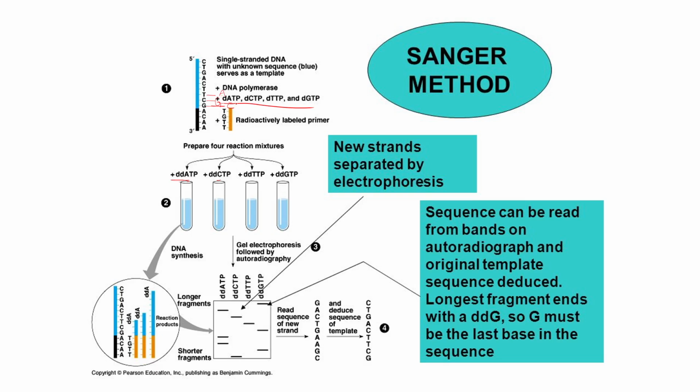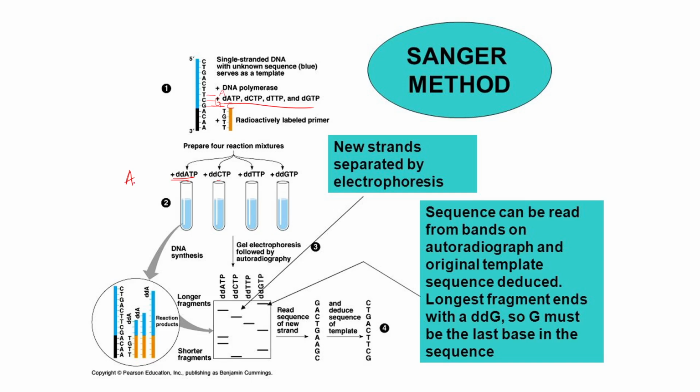Now since this mixture has both dATP and ddATP, what will happen in this vial? Either dATP can get incorporated, so adenine will get incorporated. In that case, the reaction will proceed. In case ddATP gets incorporated, that is the dideoxy adenine triphosphate, what will happen in that case?